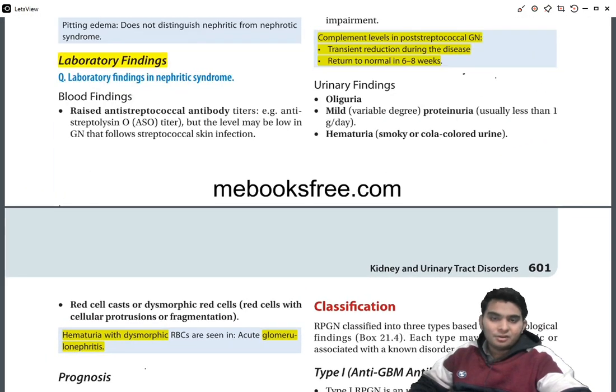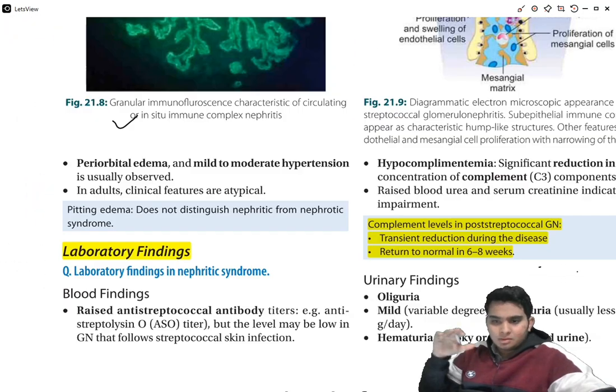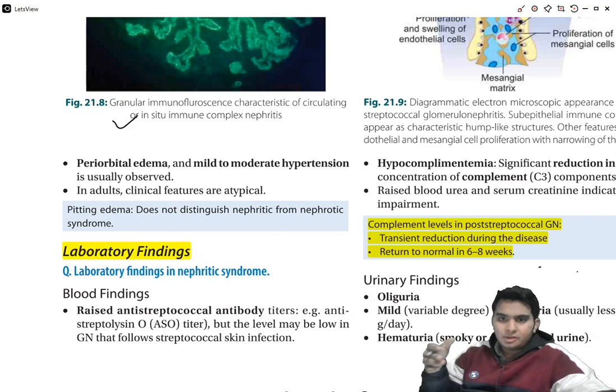In rheumatic fever or rheumatic heart disease, the ASO titer is high, but in post-streptococcal glomerulonephritis, the ASO titer may be low.